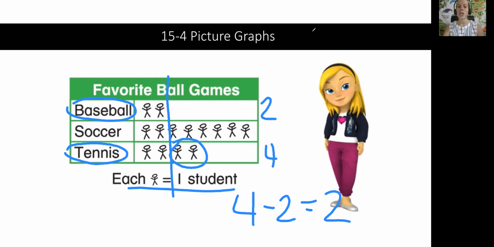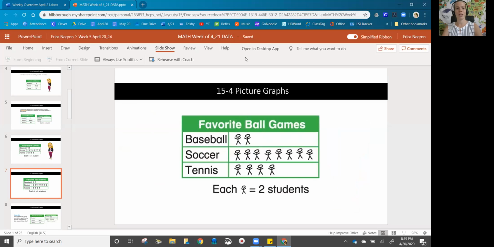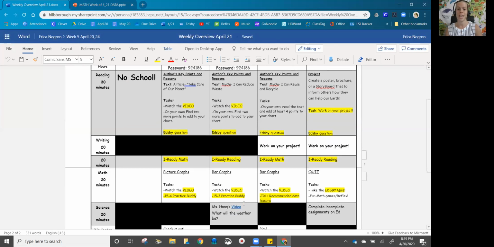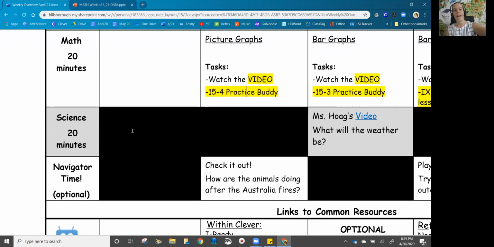All right, guys. So what you're going to do now, wow, I'm huge. Okay, not what I meant to do. What you're going to do now is go ahead. Here's your overview. I'm posting it for you every day. Do your Math, and then go do the practice buddy on Pearson Realize. You've been doing that for a while now. A little bit of navigator time here.